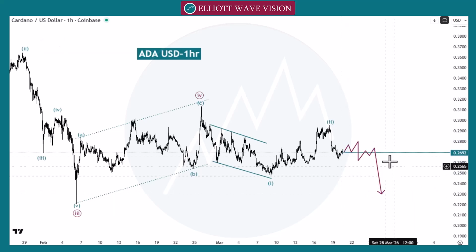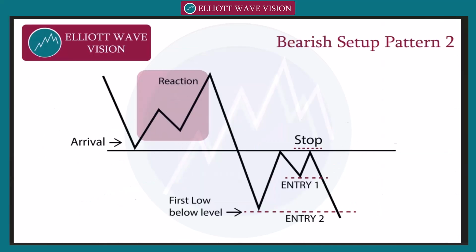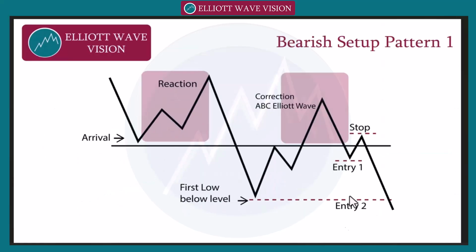We need to wait for the proper classic trading level pattern to go towards the bearish side. If we check the pattern for the bearish side, we need to wait for this move as arrival, a reaction, first low below level, then A, B, and C. Then we can go directly with this wave B towards the bearish side.